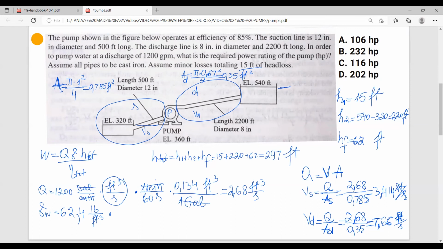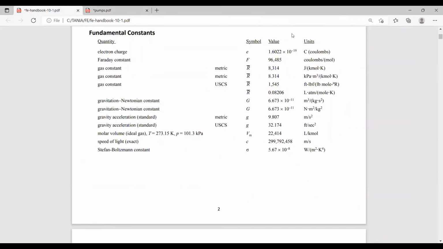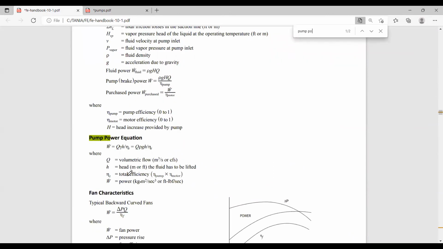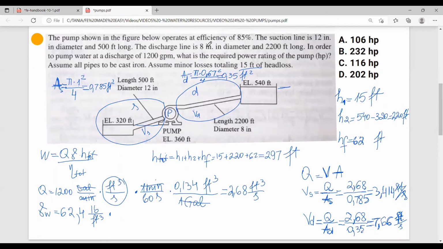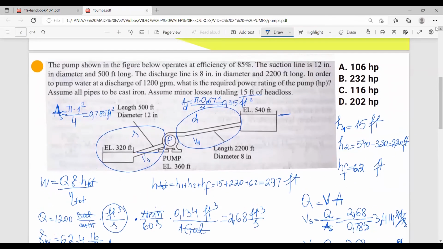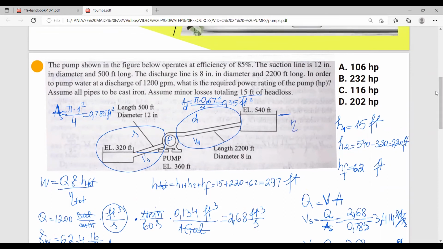And now calculating the power of the pump. I'm not sure, have we discussed the eta total of this member here? This eta here is total efficiency. At the beginning, the problem states the pump shown in the figure below operates at an efficiency of 85%. So this is our efficiency, 0.85.